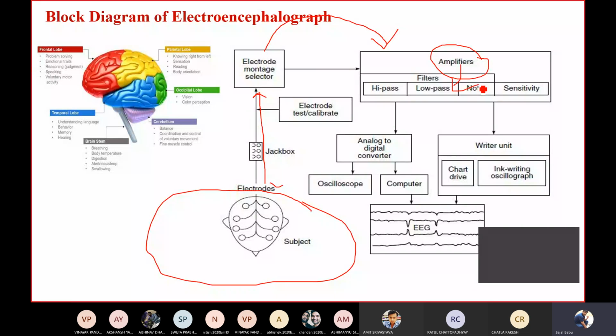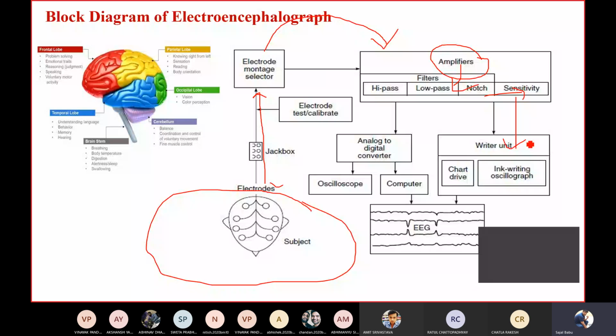Okay, and then there is the sensitivity selector, where you are going to select the sensitivity of the pen that is going to move, and then the signal will move into the writing unit. The writing unit is going to have two parts. One will be the writing unit, sorry, and the other will be the paper unit. So the writing unit will move in the up and down direction depending upon the EEG signal, and the paper is going to move in the left-hand direction at a constant speed. The speed of the paper movement will be 15, 30, or 60 mm per second.